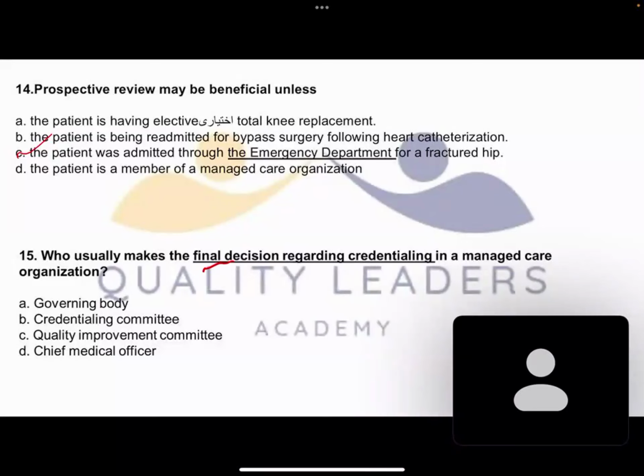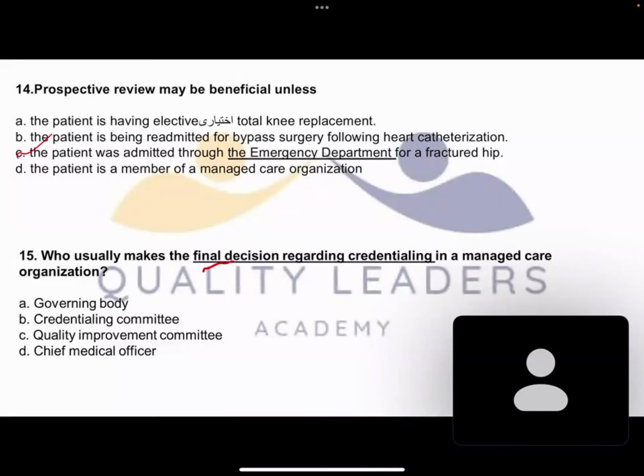Why is it so, doctor? It's the credentialing committee, not the governing body. Yes, because the credentialing committee plays a key role in the reappointment process by reviewing the performance and qualifications of the medical staff. Though it recommends reappointment decisions to the governing body, which makes the final decision, the committee significantly influences whether a staff member meets the necessary standards for reappointment.